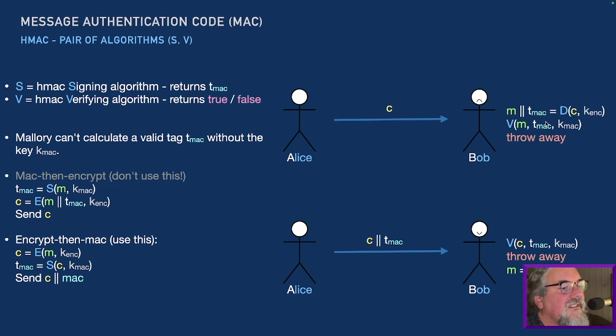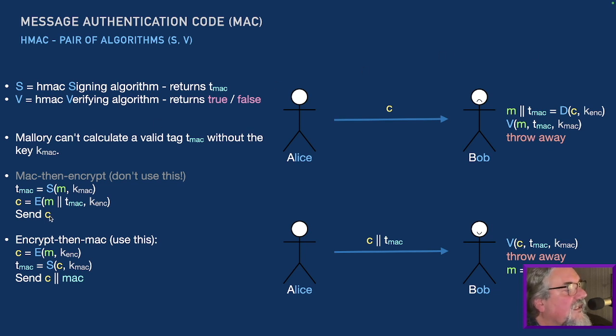And what Bob has to do to decrypt this, he decodes C with the encryption key, which he knows. Then he gets this message and an appended TMAC value, and then he verifies if the TMAC is correct for the message M. And how does he do the verification? Well, if he has a candidate M here, he knows the MAC key, he can calculate the TMAC, and then he can compare, is it the same TMAC that was here? If it's not the same TMAC, okay, then the verification fails. But Mallory cannot do this, because Mallory does not know the MAC key. And then if it does not verify, he throws it away.